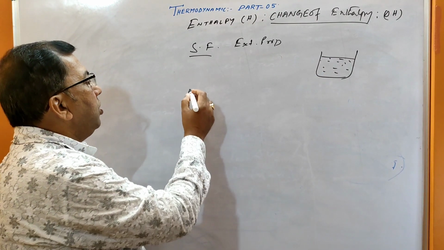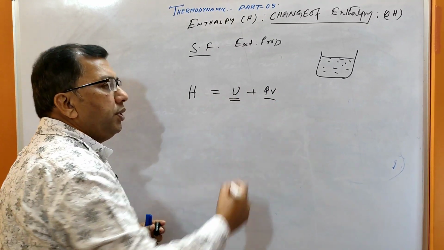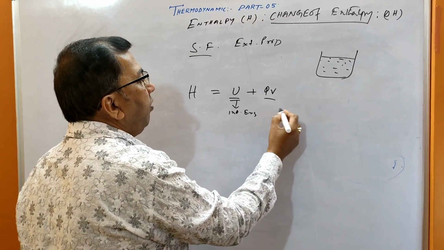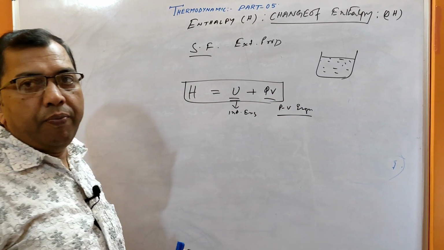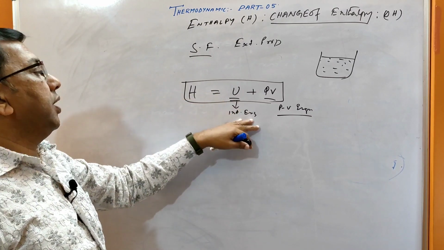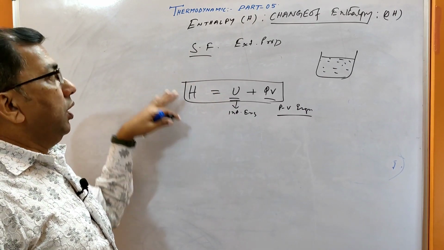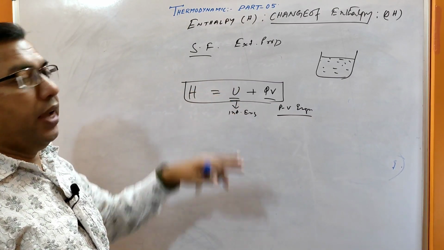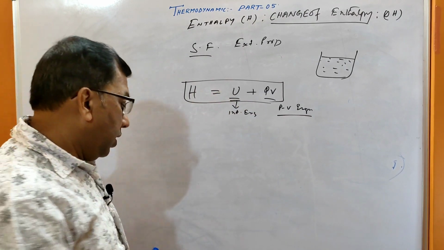Enthalpy equals U plus PV energy. This is internal energy and this is PV energy, pressure volume energy. The sum of this is the enthalpy. Just like internal energy, the absolute value of enthalpy cannot be determined. So in this case we have to find out the change of enthalpy. Change of enthalpy can be determined. Delta H can be determined, but H, enthalpy, just like internal energy, cannot be determined.